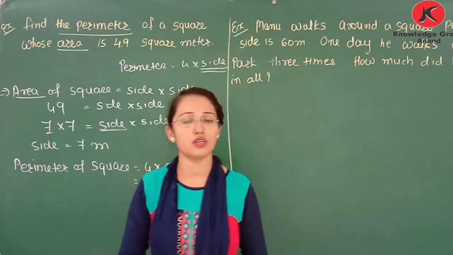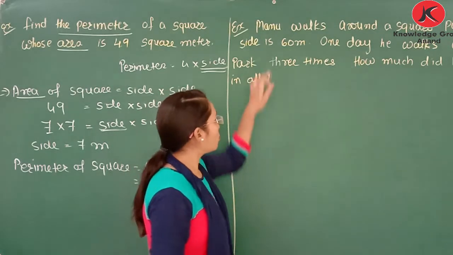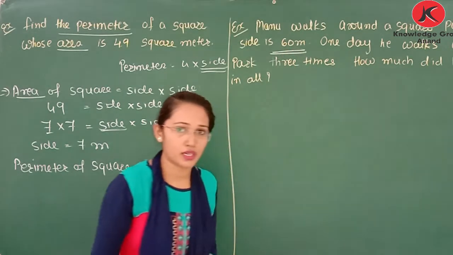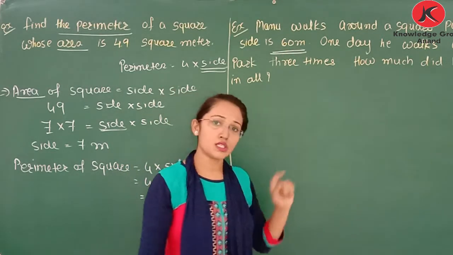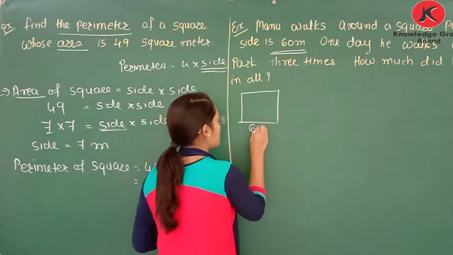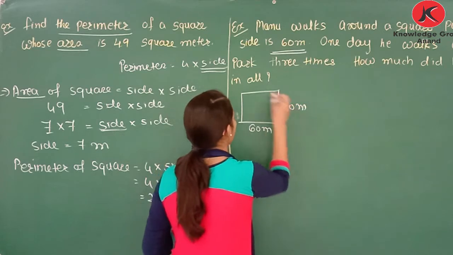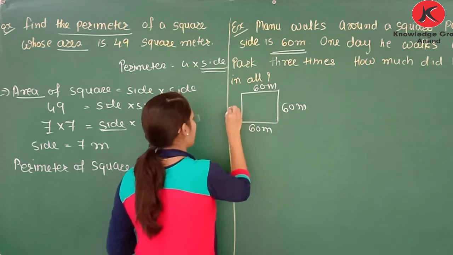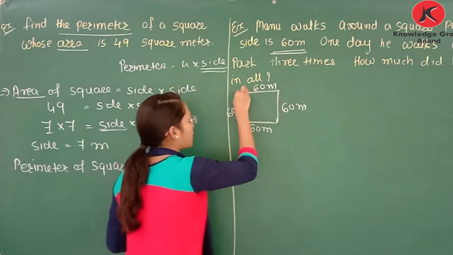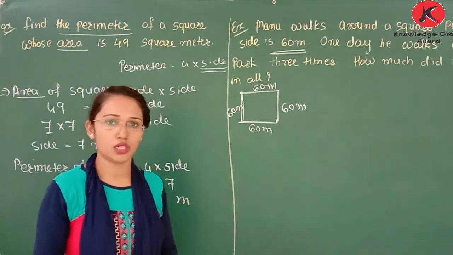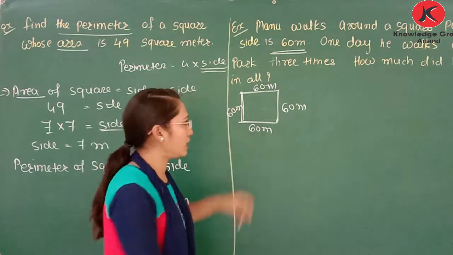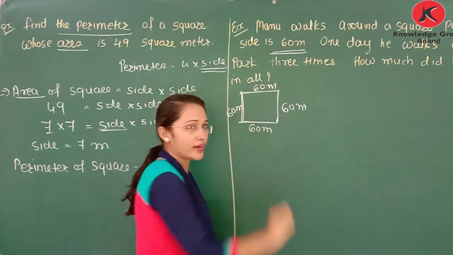So Manu walks in a square park whose side is 60 meter. Square means all sides are equal, so you can say it is like this: 60 meter, 60 meter, 60 meter, 60 meter. He starts from here and walks around the square park, means he is covering the perimeter of the park. One day he walks 3 times, so 3 times you need to find the perimeter.